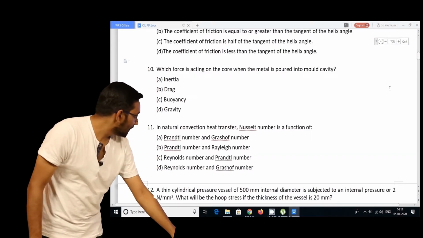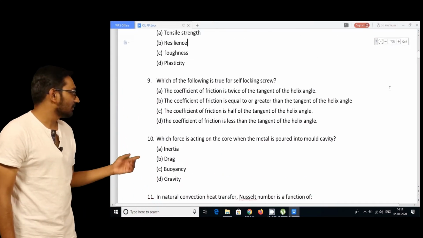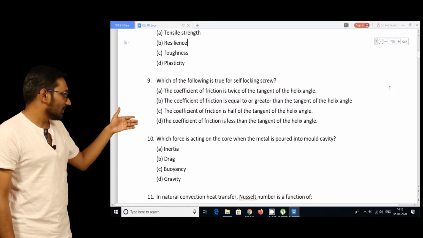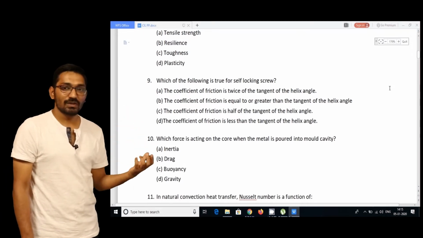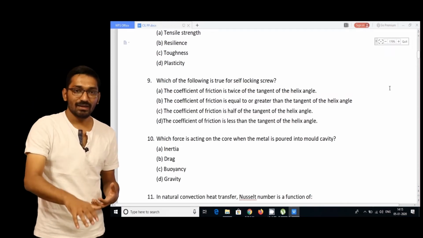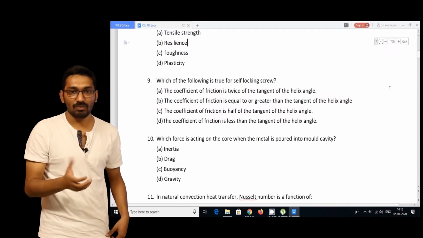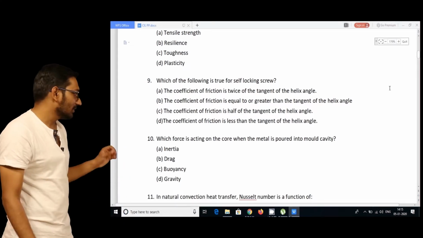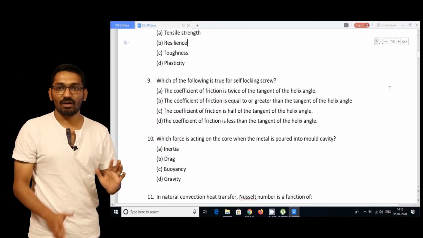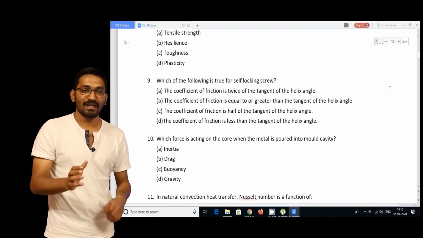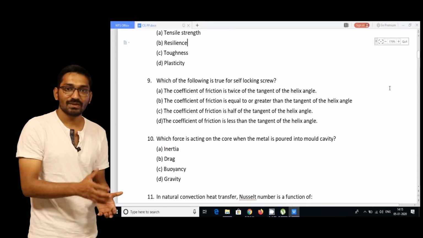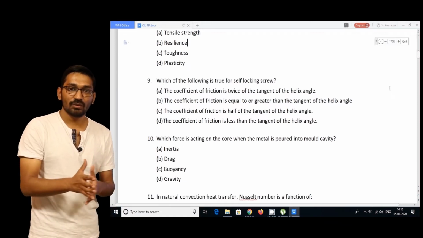The next question is here, which of the following is true for the self-locking screw? Right. We have to find out what the self-locking screw is. Self-locking screw means if you apply a load or a compressive load on the screw, that nut will not rotate. So for that, your condition will be that the coefficient of friction is equal to or greater than the tangent of the helix angle. Right? That mu will be greater than or equal to tangent alpha. That is the condition for the self-locking screw. If mu is less than tangent alpha, then your screw is not self-locking.